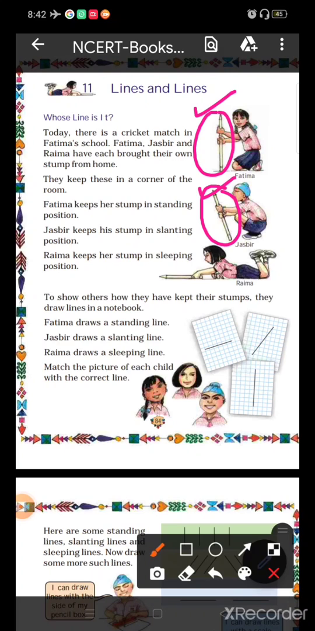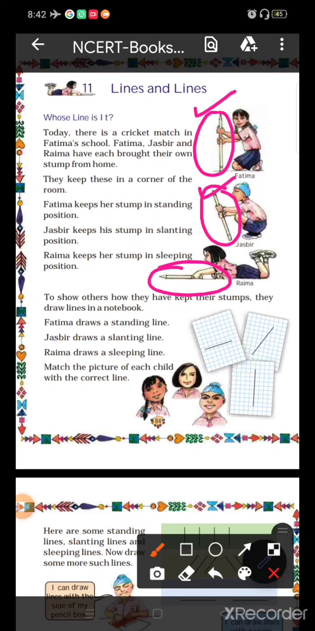Raima keeps her stump in sleeping position. This position is sleeping. As I have told you, standing line, slanting line and sleeping line. Same way, they are keeping their stumps in standing, slanting and sleeping position. Okay? To show others how they have kept their stumps, they draw lines in a book. They have drawn lines also in their notebook.